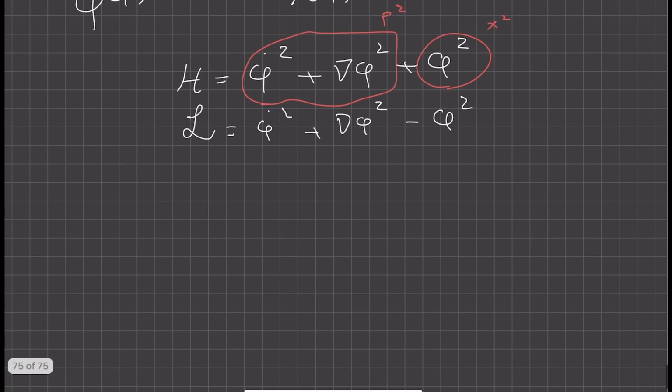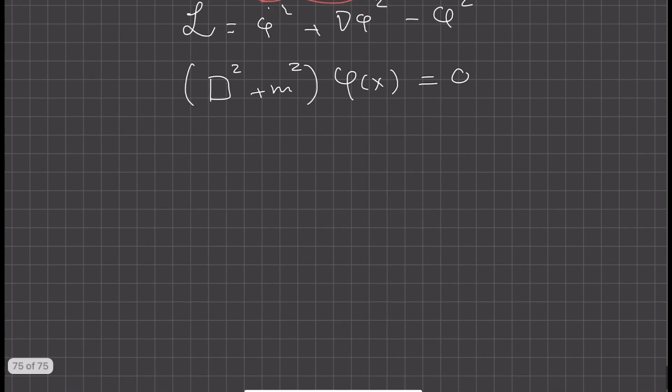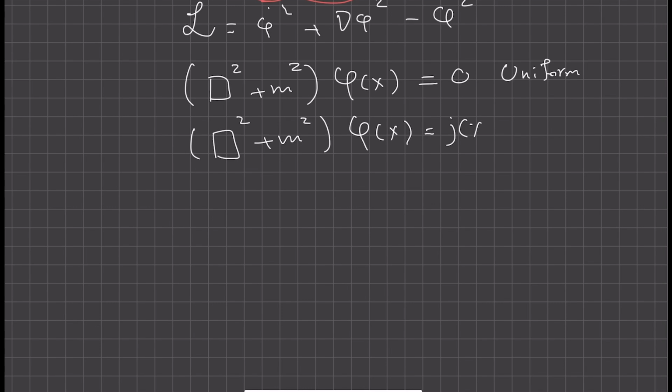And when we are talking about the equation of motion of the field, so we talk about the equation of motion of the simple harmonic oscillator. The equation of motion for the Klein-Gordon field is (box squared plus m squared) phi of x equals 0. And this is for the uniform, or just a simple case where there is no external current. So you can have (box squared plus m squared) acting on phi equal to some j. And this is the non-uniform case, where there is some source that is coupled to the field that we are using.